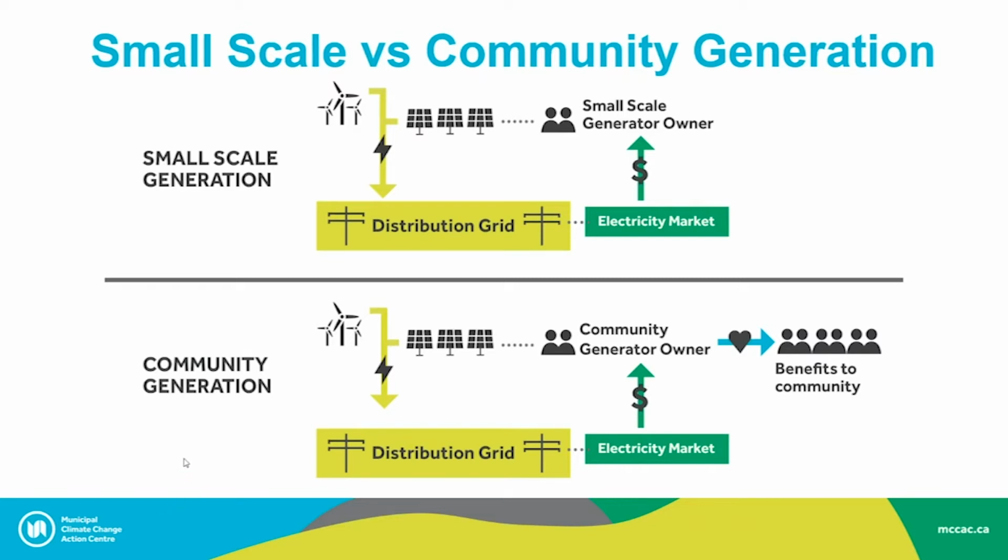So in both cases, they're directly connected to the distribution grid, not behind the meter like microgen, and they both sell all their electricity produced to the market. However, community generation is different in that there's tangible community benefits, either economic, environmental, or social, from the development of the project that are formally documented in a community benefit agreement or community benefit statement. And I'll talk a little bit about that in the next slide.